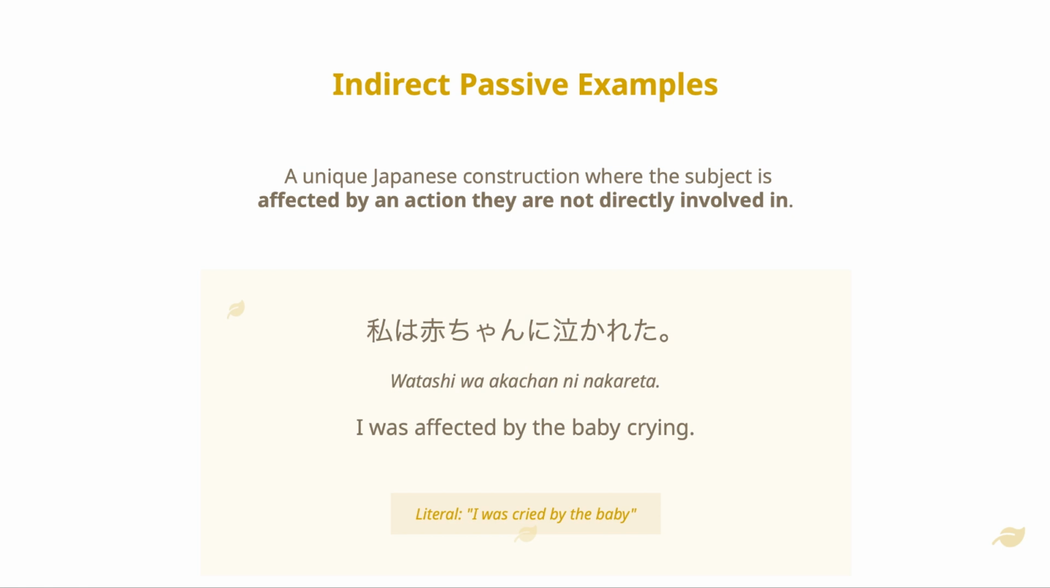In this case, the subject of the verb to cry is the baby. But I am the person who is affected by the action, which is to cry. So in this case, the subject and the verb are not directly connected. We have a different subject. We have the baby who cries, but I is the subject who is cried at. We call this type indirect passive. Next one.